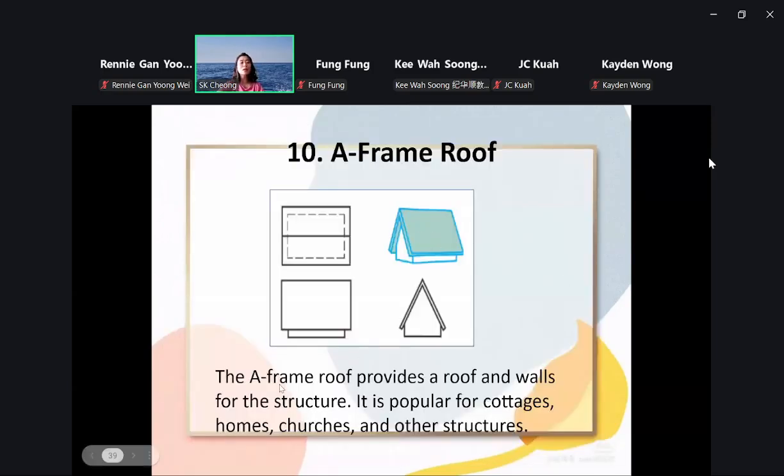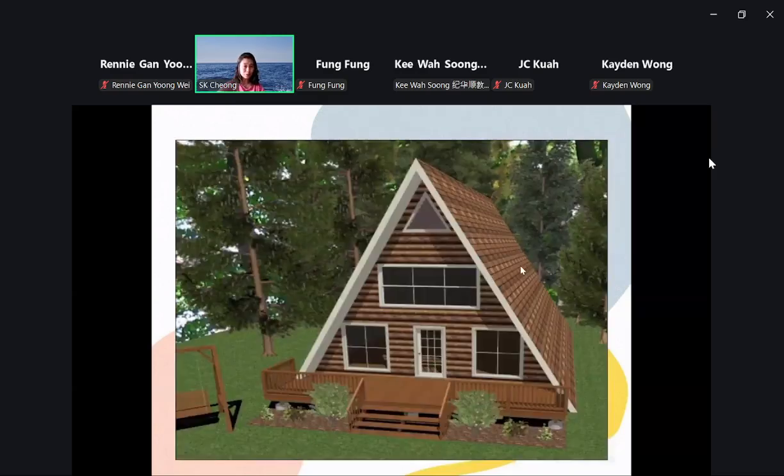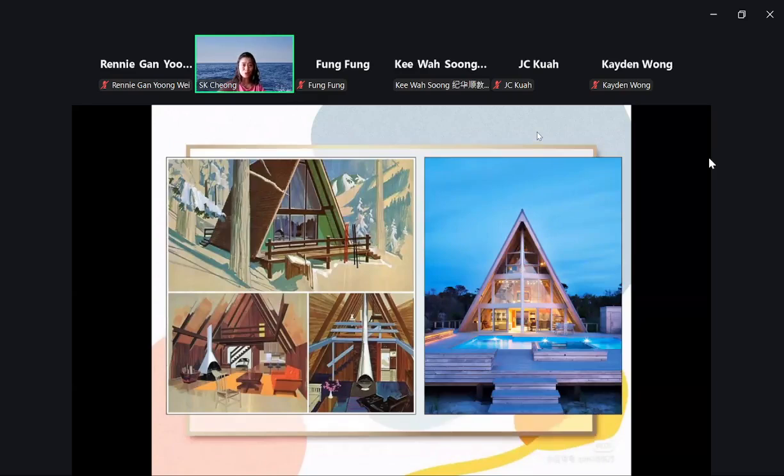A-frame roof. The A-frame roof provides a roof and walls for the structure. It is popular for cottages, homes, churches, and some other structures. Once again, these are not common in Malaysia, but maybe in Rumah Melayu, similar to this, or long houses in Sabah, Sarawak. More pictures for you too.